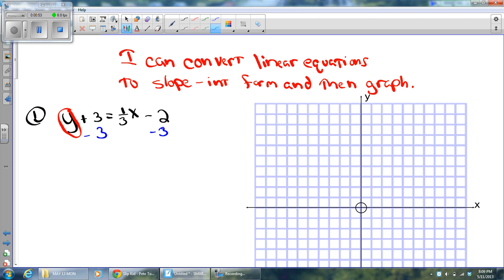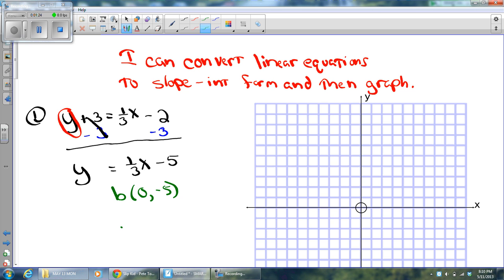And notice I wrote the -3 under the -2. Why? Because they're like terms, right? I'm matching up my like terms. So my equation turns out to be y, those cancel, equals 1/3 didn't get used, 1/3 x comes down, -2 minus 3 is -5. Now y is alone, I'm in slope-intercept form, and I can say, well, b is going to be 0, -5, and then my slope, m, is going to be 1/3.